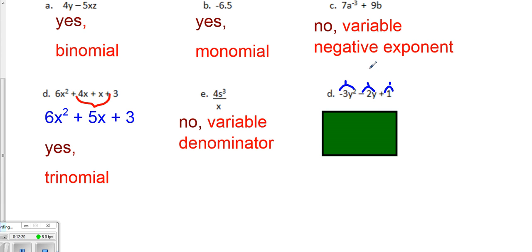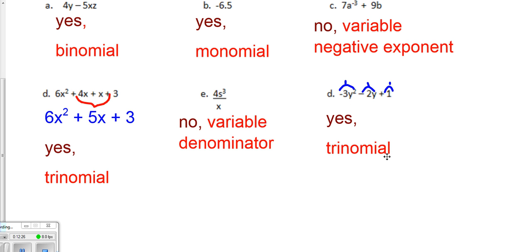3 kinds of terms, quadratic, linear, constant, would make it a trinomial. Yes, it is a polynomial. It is a trinomial because there's 3 different kinds of terms. So that would be identifying our polynomials.